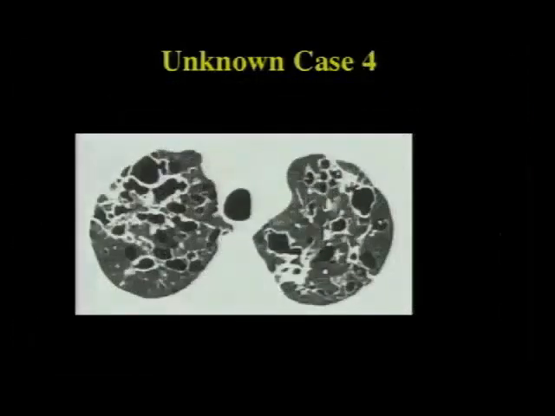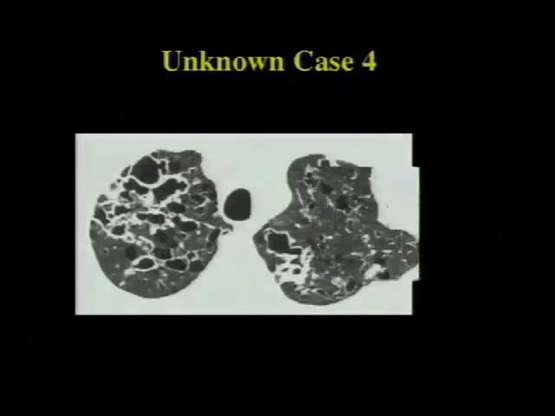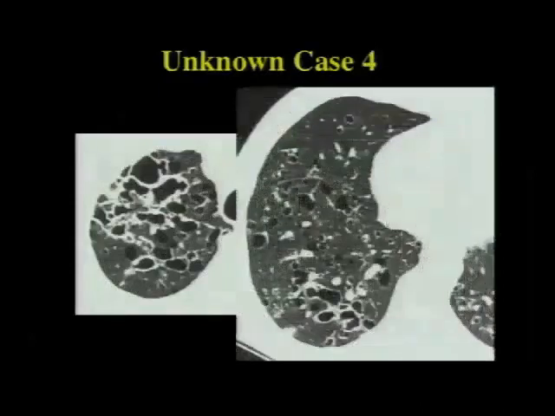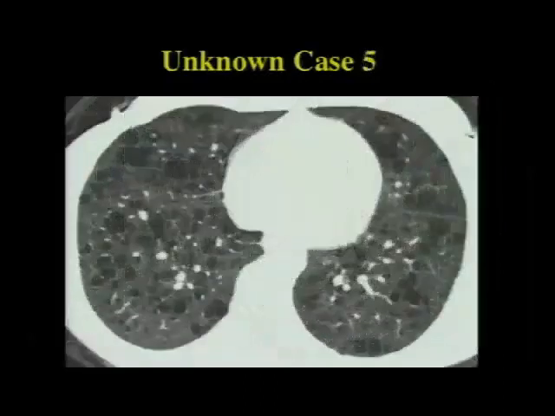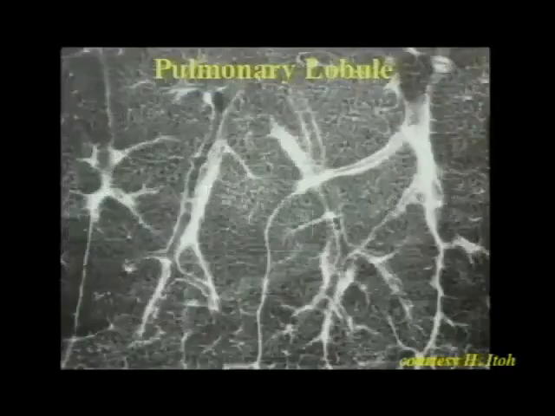Number 4, a patient with irregular thick-walled cysts involving the upper lobes and a distinct upper lobe predominance. The lower lobes are less seriously involved. Very typical example of that entity. And unknown case 5, diffuse, thin-walled, round cysts, very typical of this entity. These are 5 appearances you will learn to recognize in this presentation, and these are ones you should know about.